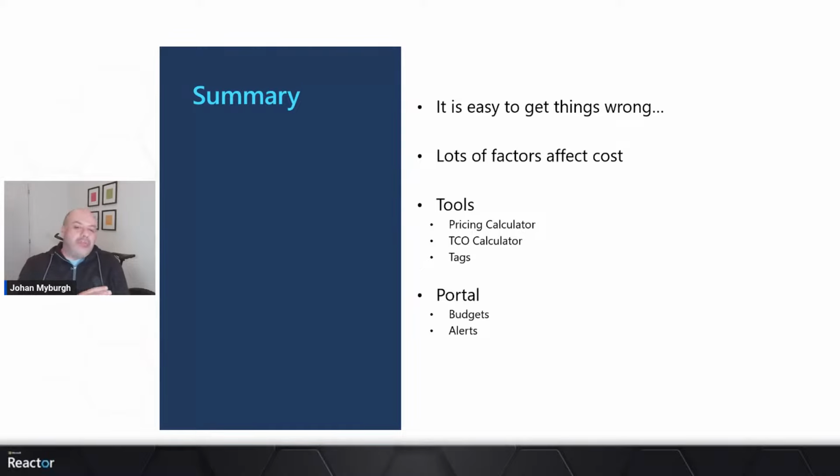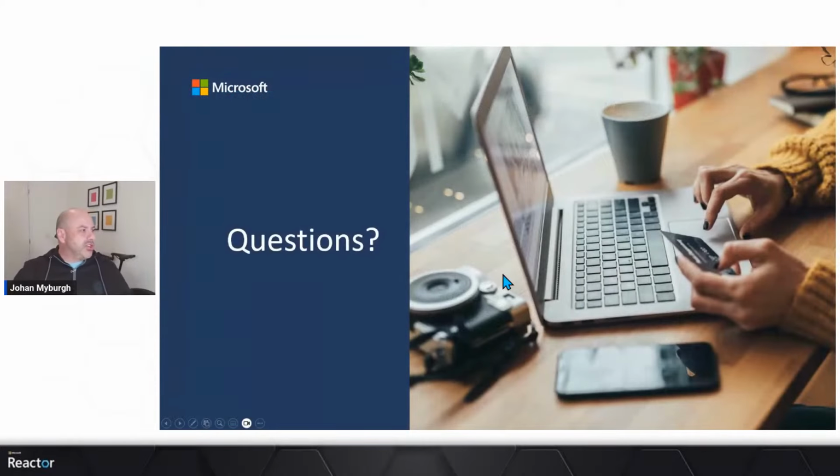And then if it's not the same, try to understand why it's different. There might be a reason why it's different. It might be that you just need to change the way you think about certain things. And then we've got budgets, we've got alerts inside the portal, all of those things. And that kind of brings me to the end of this costing session. I hope that was valuable to you. Let's see if there are a couple of questions.